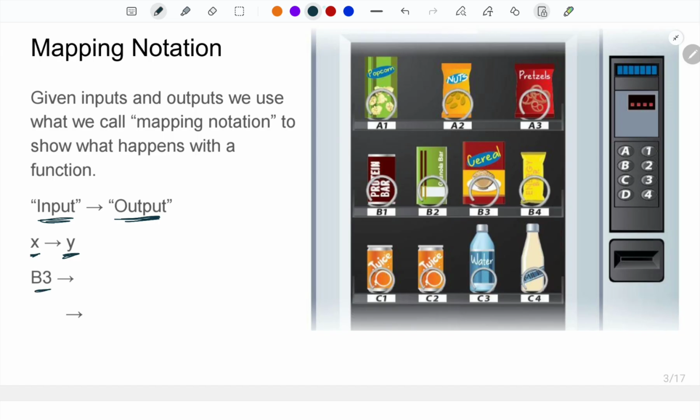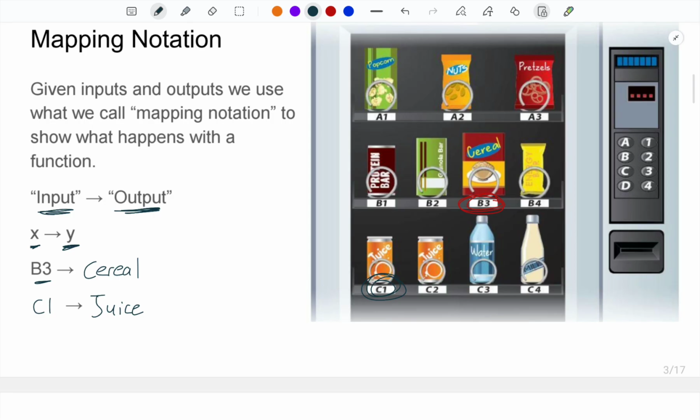B3, well, let's take a look at what B3 is. Well, B3 is there in the vending machine, and it looks like it's cereal. So B3 maps to cereal, or the input of B3 gives the output of cereal. And we could do something else. We could say C1, which is juice, goes to, as I just said, juice. So it maps to juice. And there you could do the whole mapping notation, which would mean listing all the different inputs with their corresponding outputs.